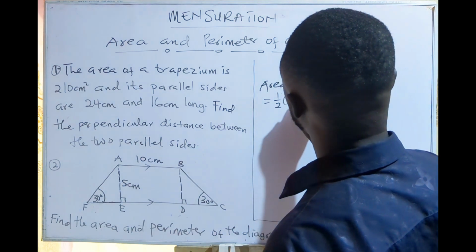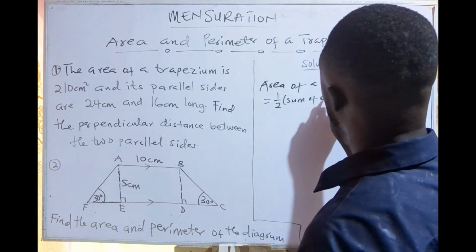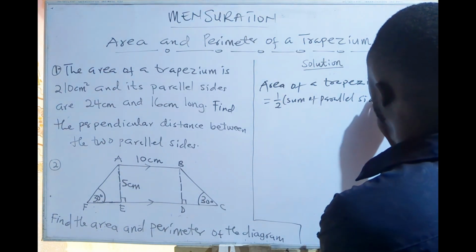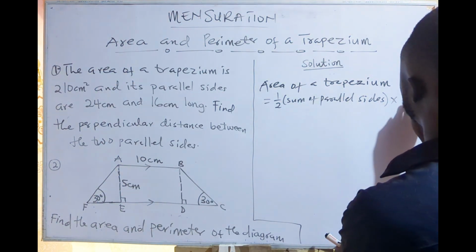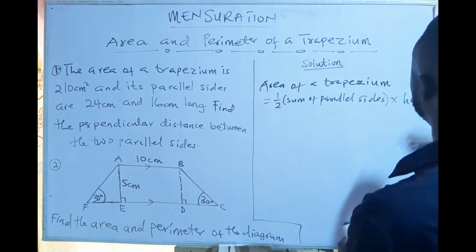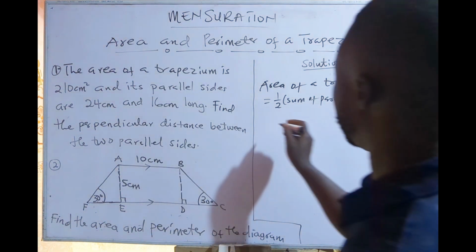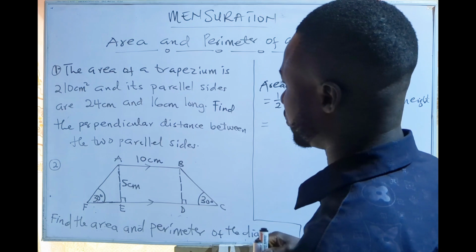Half times sum of parallel sides times the height. Okay, so this is our formula. All right. So now you have what?